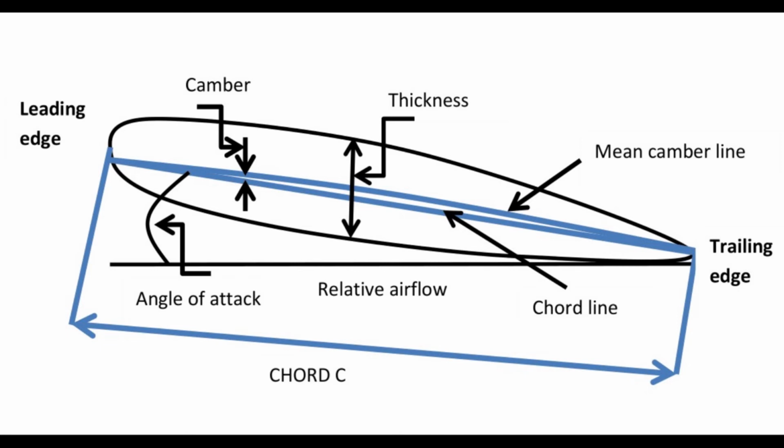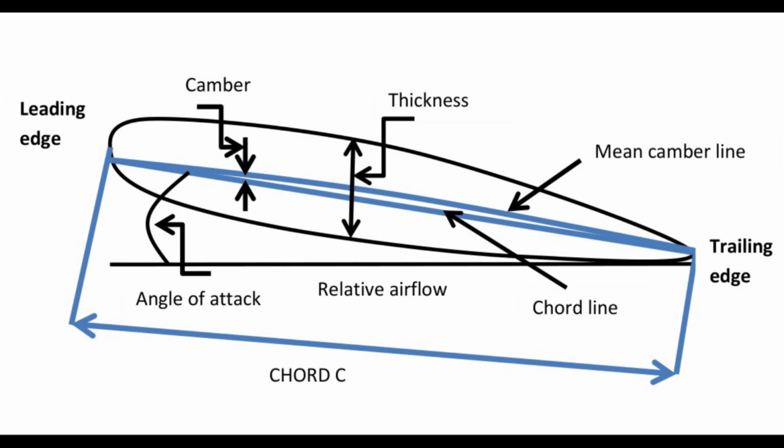This is the foremost part of an aerofoil. Trailing edge. This is the rearmost part of an aerofoil. Angle of attack. This is the angle at which relative airflow meets the aerofoil. It's measured between chord line and relative airflow. Chord. This is the distance between leading and trailing edge of an aerofoil. Chord line. It is a straight line that runs from the leading to the trailing edge.